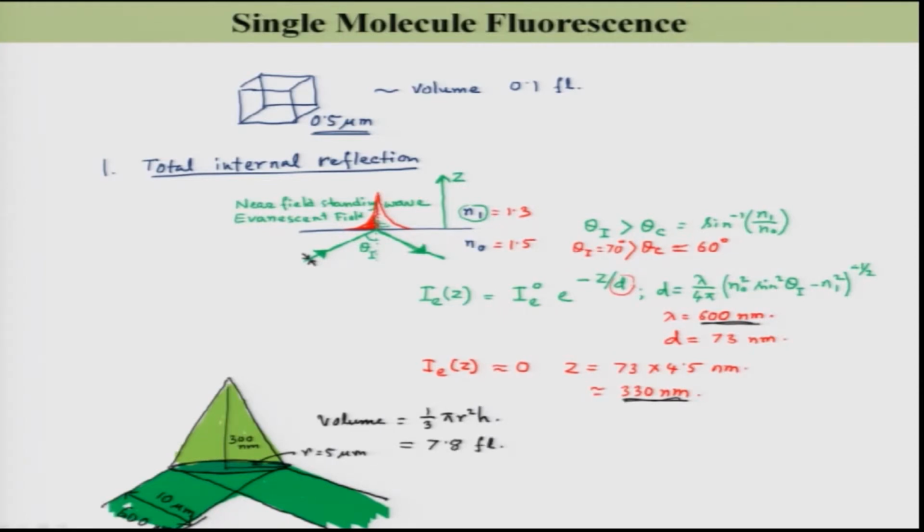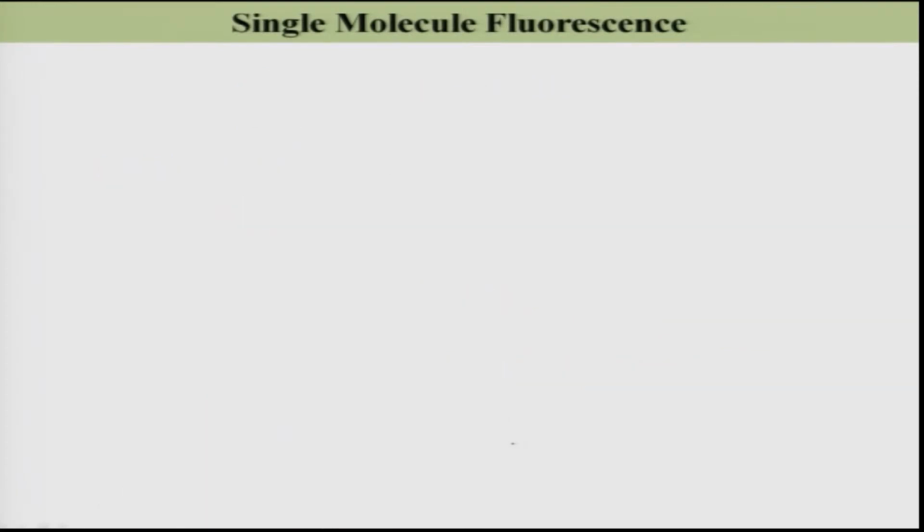So, you see, just by taking this total internal reflection condition, you can achieve an observation volume of 7.8 femtoliter. Now, let me show you the experimental setup in this case. If you use such a device, it is made of a special type of glass.